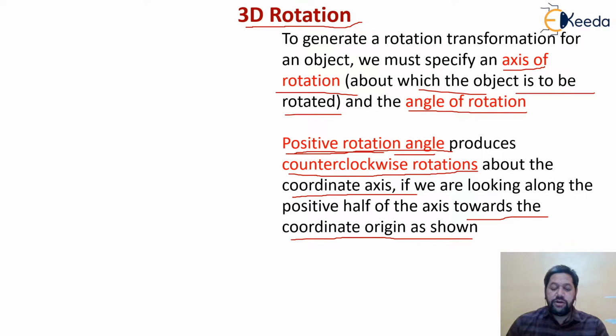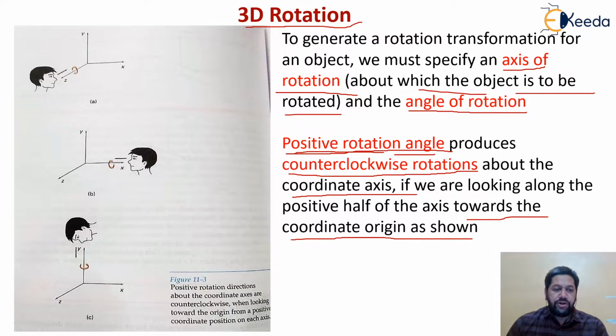To understand this, let us consider one diagram which will clear the concept of positive angle of rotation and how it is applicable in the 3D rotation. Okay, so let us understand this. Now here you can find this diagram. In the diagram, what we have mentioned is the positive rotation directions about the coordinate axis are counterclockwise. I think I have mentioned the same point over here. Positive rotation angle produces counterclockwise rotation about the coordinate axis when looking toward the origin. What we have to do is look toward the origin from the positive coordinate position on each axis.